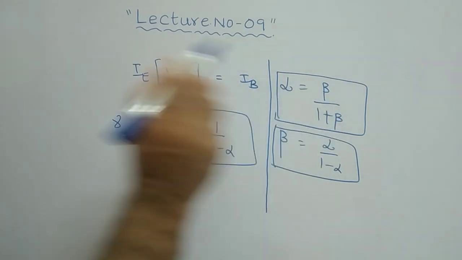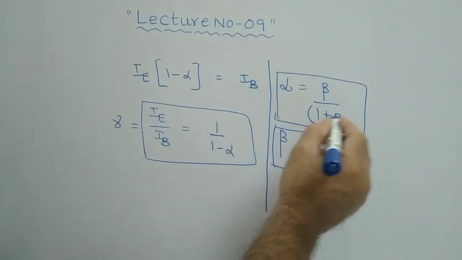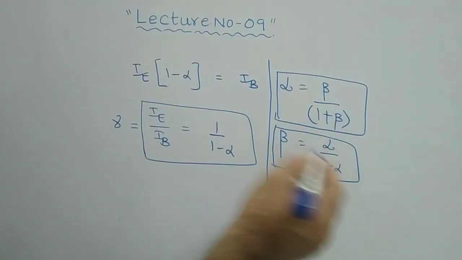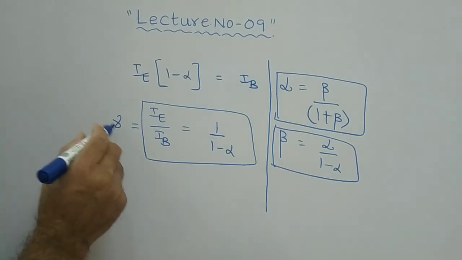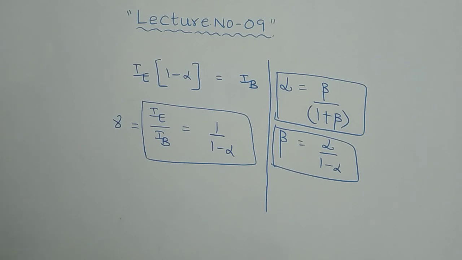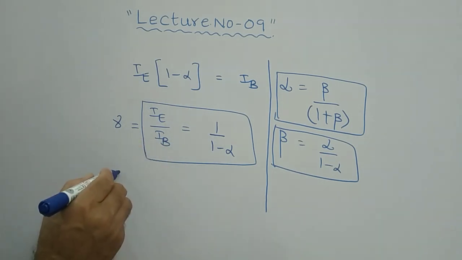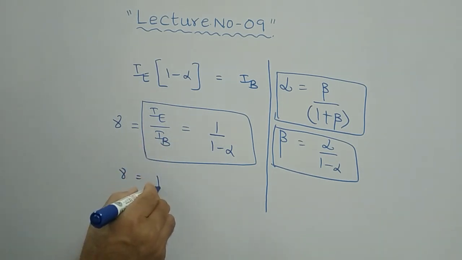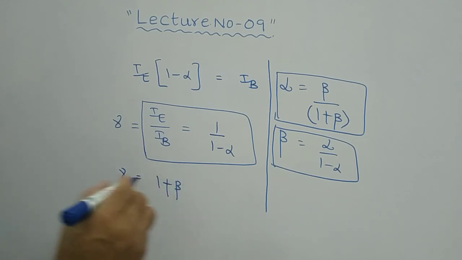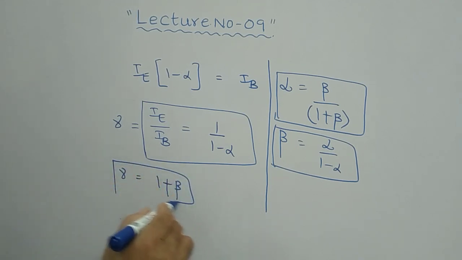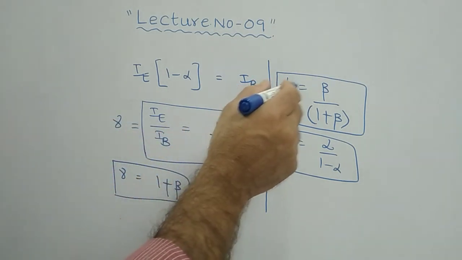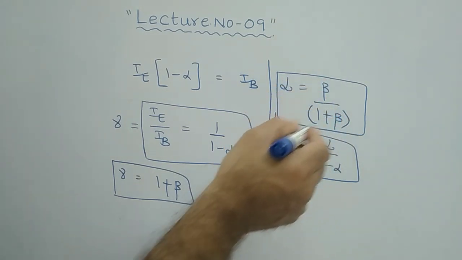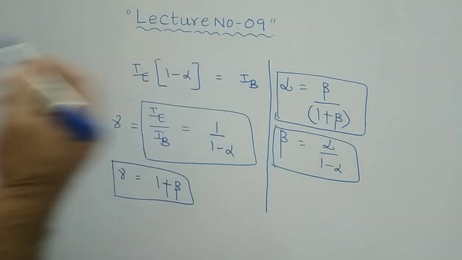Alpha is equal to beta by 1 plus beta, is it not? And beta is equal to alpha by 1 minus alpha. Therefore, gamma is equal to 1 by 1 minus alpha, or in terms of beta, gamma is equal to 1 plus beta also. So in terms of beta, gamma is equal to 1 plus beta, and in terms of alpha, gamma is equal to 1 by 1 minus alpha, and alpha in terms of beta is beta by 1 plus beta, and beta in terms of alpha is alpha by 1 minus alpha.